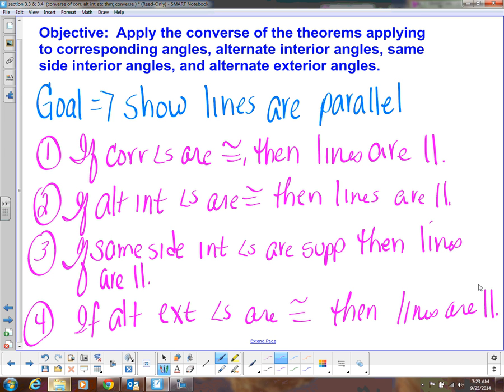So we've taken what you already know and we flipped them. So I will ask you to show me which lines are parallel based on a pair of angles. If you can trace the angle's sides, you will be able to be obvious as to what must be parallel.